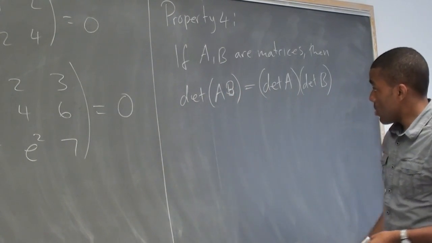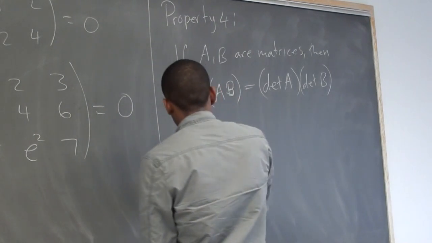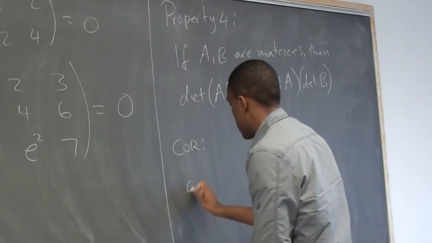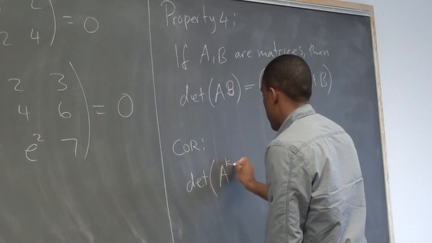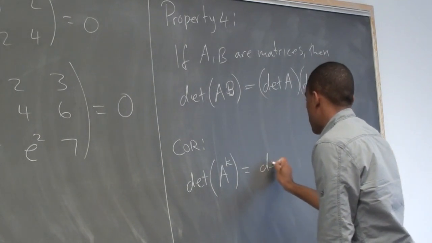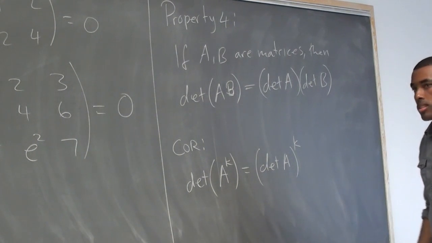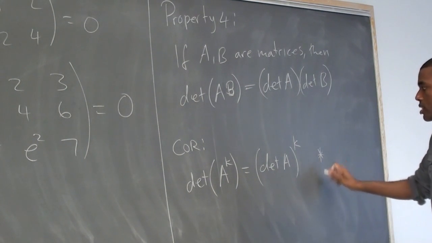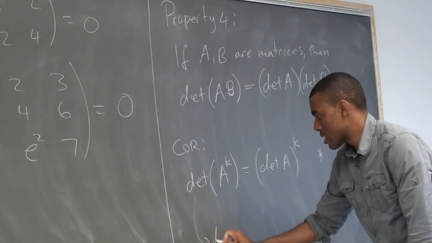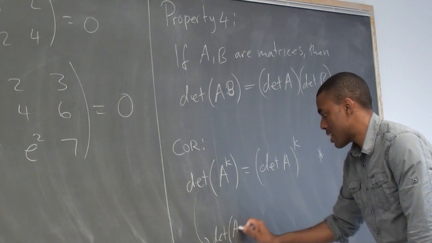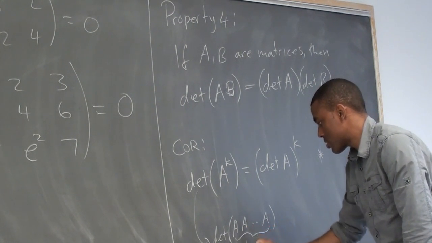So, right, determinant of a product of matrices is just the product of the determinants, right? A corollary to this, of course, is that the determinant of A to the k is just going to be the determinant of A raised to the k. Right? This is the form we're mostly going to use it in. This is really important. All right? The reason is you can think of this as the determinant of A times A, k times.